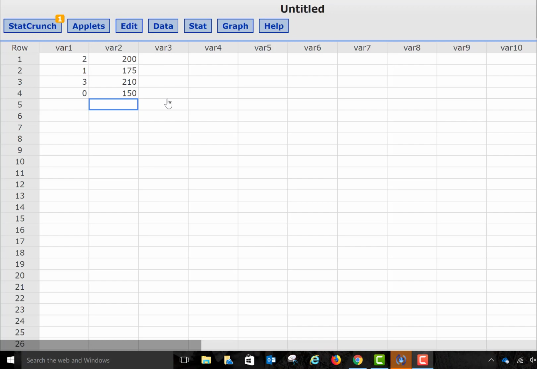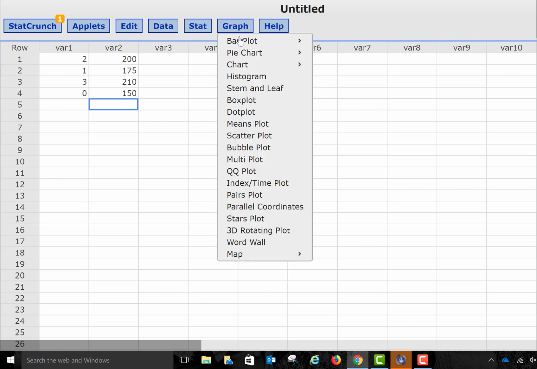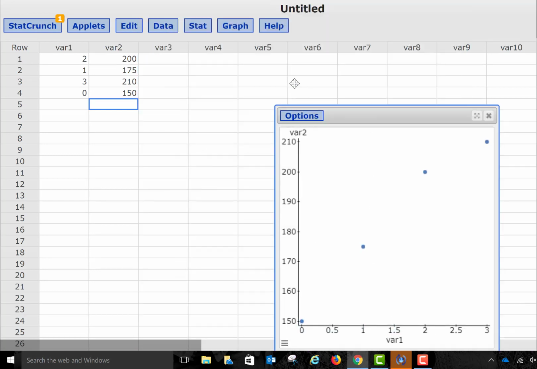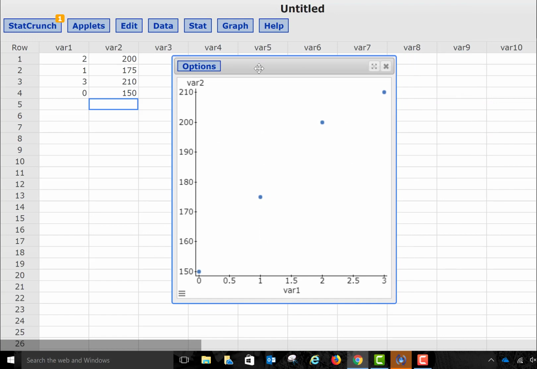So now in order to see a scatter plot of this, so we can check if there's the possibility of a nonlinear relationship, I'm going to go to the graph menu, and then I'm going to scroll down to scatter plot. And it's going to ask me to select my X variable and to select my Y variable. And then when I press compute, it will generate a scatter plot for me.